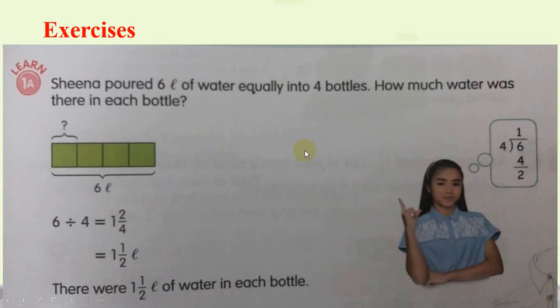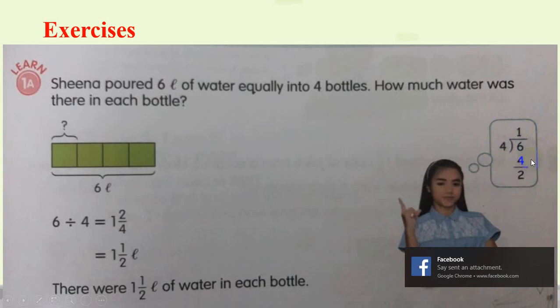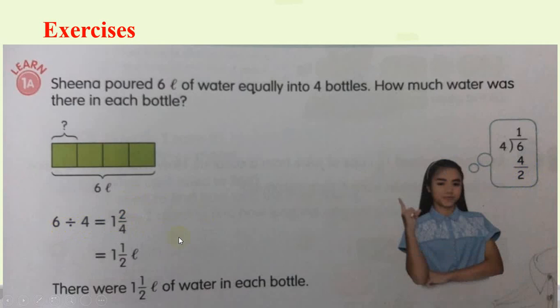If you don't know, please look here. Here's how to do division. 6 divided by 4. How many times does 4 go into 6? It's one time, so we put 1, then 4 times 1 equals 4. Then we take 6 minus 4 equals 2. So the answer is that 6 divided by 4 equals 1, and the remainder is 2, so that is 2 over 4. And 2 over 4 can be simplified to 1 over 2, which we normally call half.